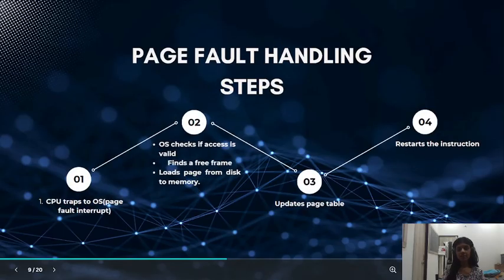Now, how do we handle page faults? Let's discuss a few steps. First, CPU traps to OS. Page fault interrupt. OS checks if access is valid, finds a free frame, loads page from disk to memory, updates page table, and restarts the instruction.